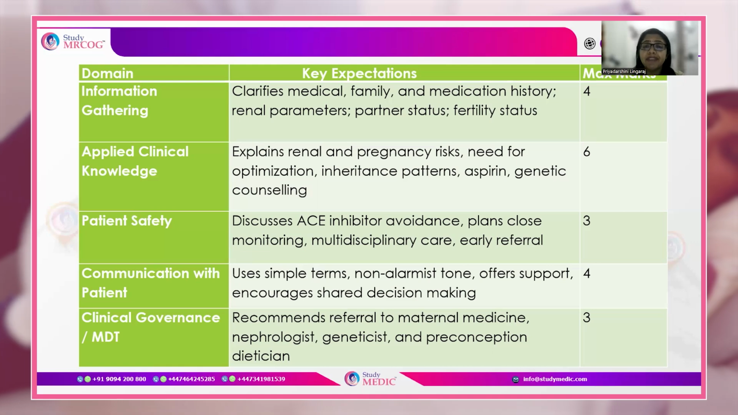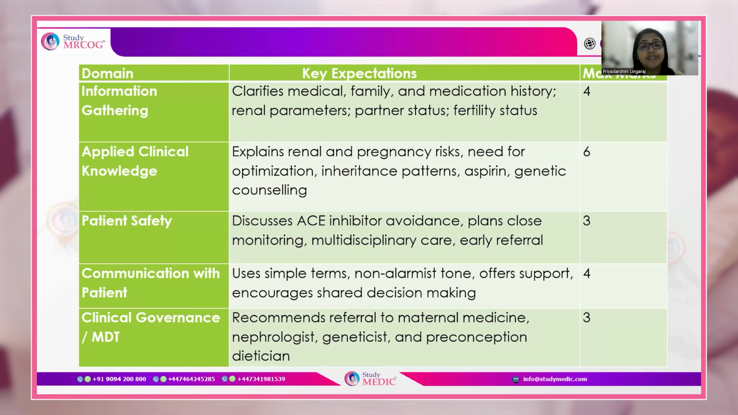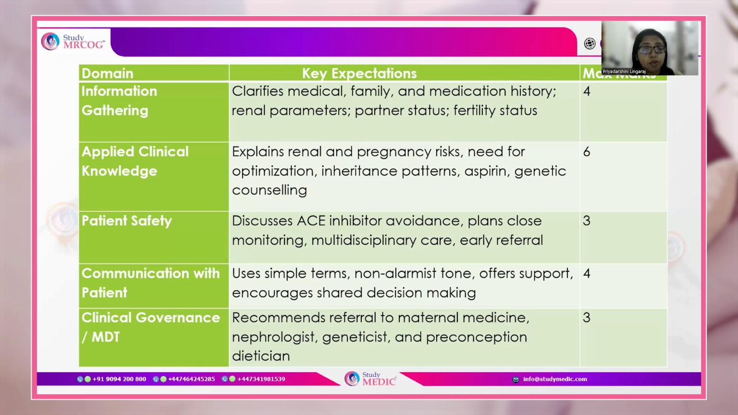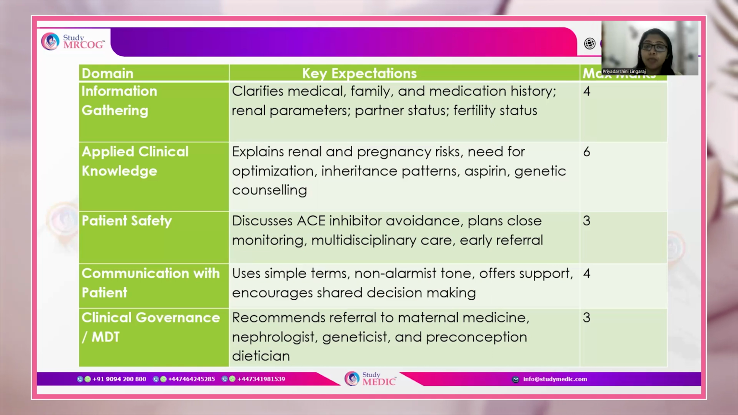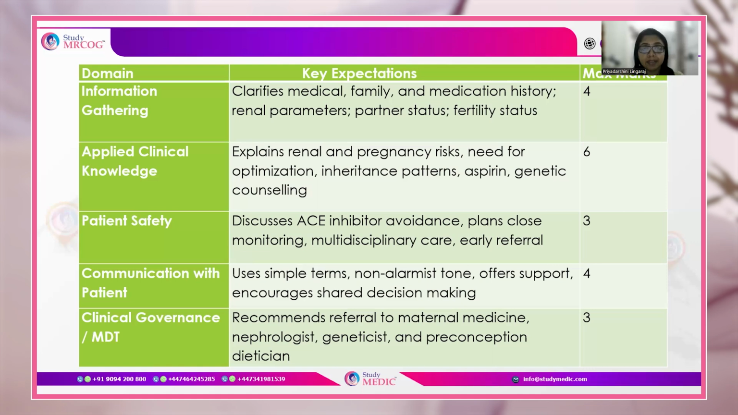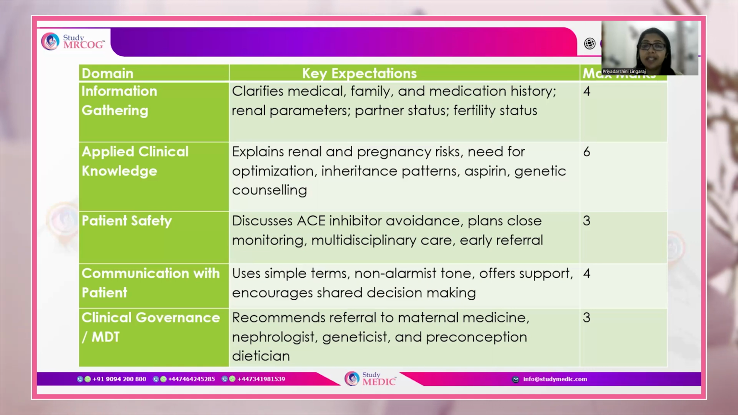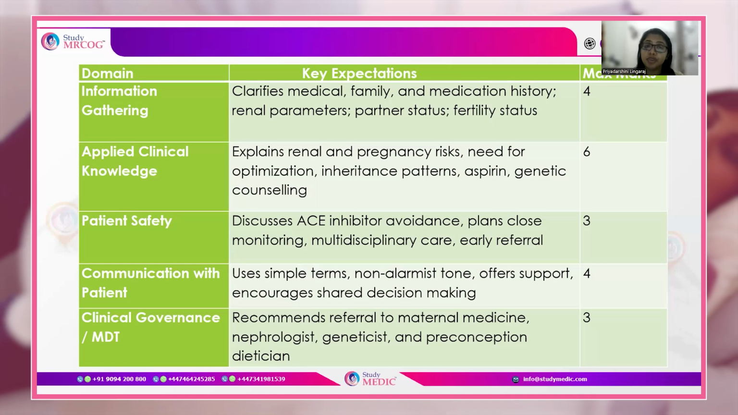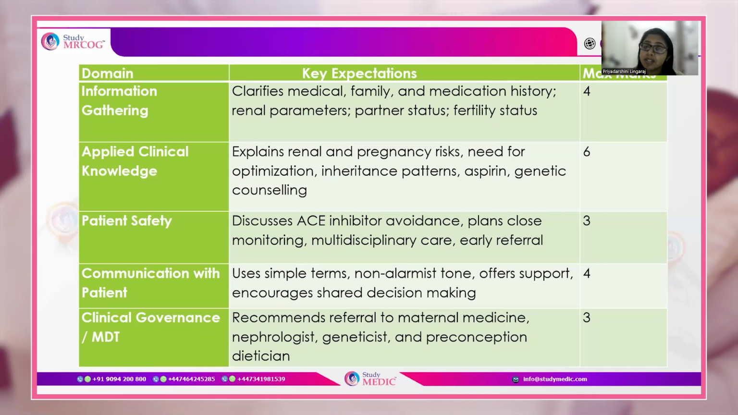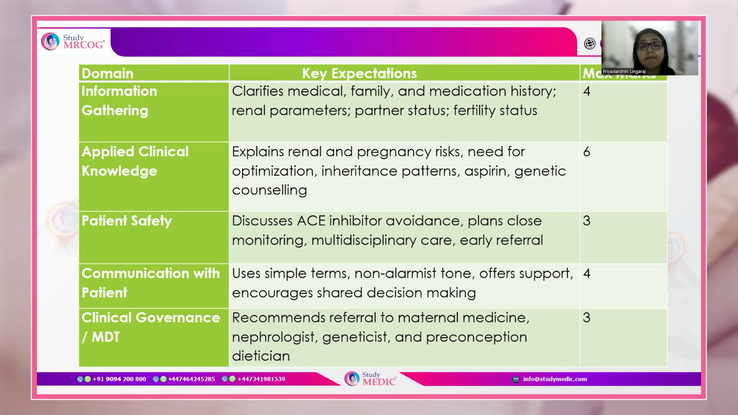So be very simple with the patient. Use very simple terms and use layman's terms. Always offer support. You're not going to scare a woman who has come to a preconception clinic. Keep that in mind. Give her assurance about how her pregnancy is going to be, and also tell her, yes, it is a high-risk pregnancy. You need to give her assurance so that she's able to go ahead and plan her pregnancy.